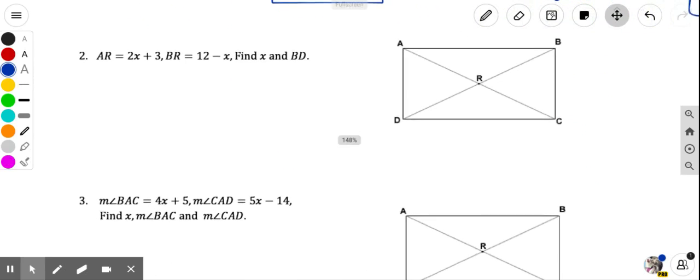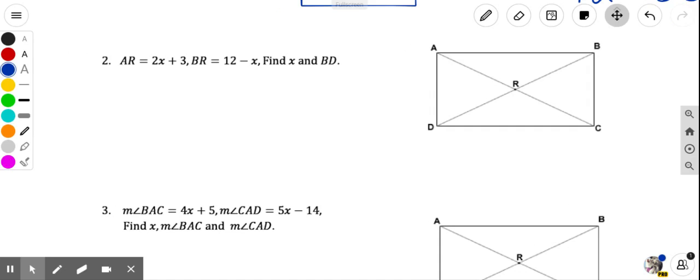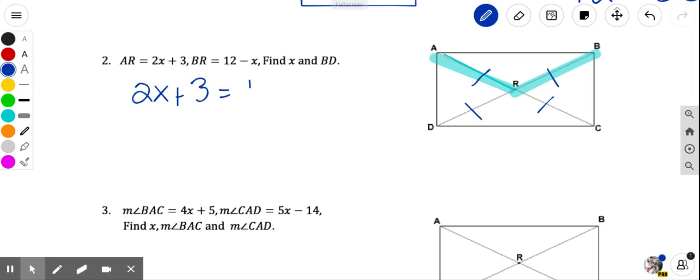Okay, here is number 2. So number 2, we are given AR right here and BR right here. So these are the halves of congruent diagonals, which are equal because, again, remember that all 4 of these pieces are equal. So again, we're going to set them equal to each other. So you're going to have 2x plus 3 equals 12 minus x.